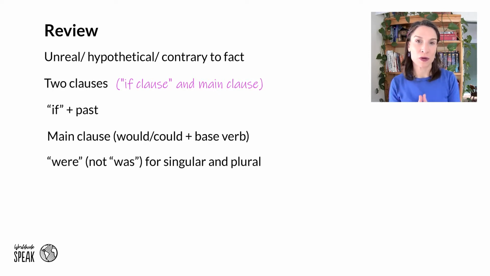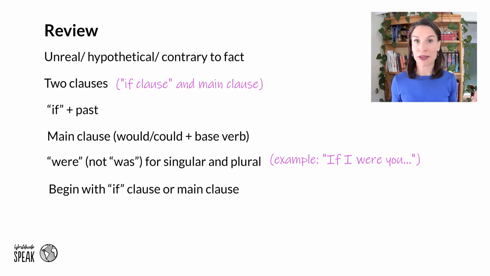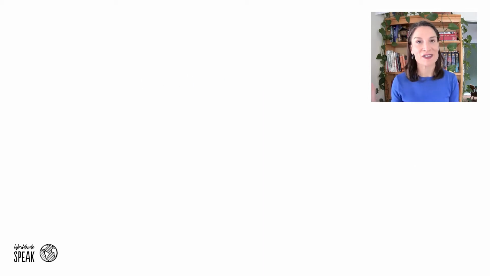We'll use were, not was, for singular and plural. Use were all the time. And you can begin with the if clause or the main clause. It doesn't matter at all. The only difference is the punctuation. You're going to use a comma when you begin with if. So that's it for second conditional.